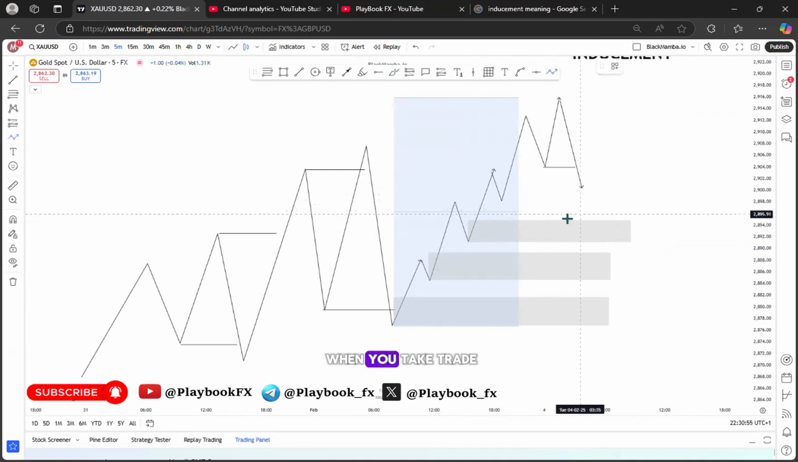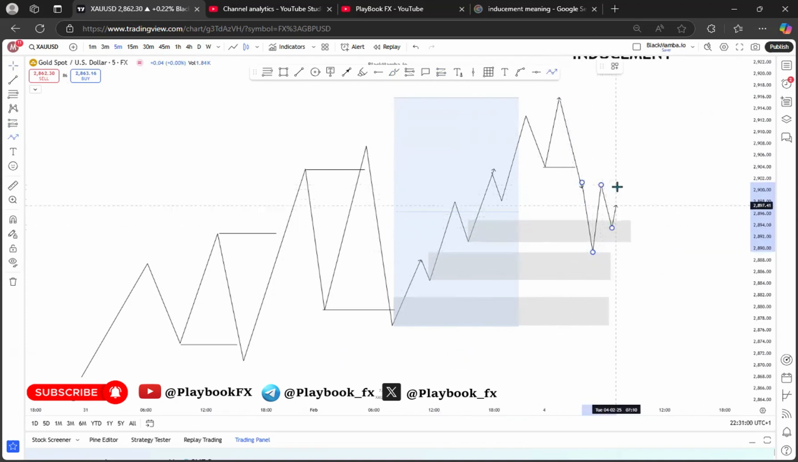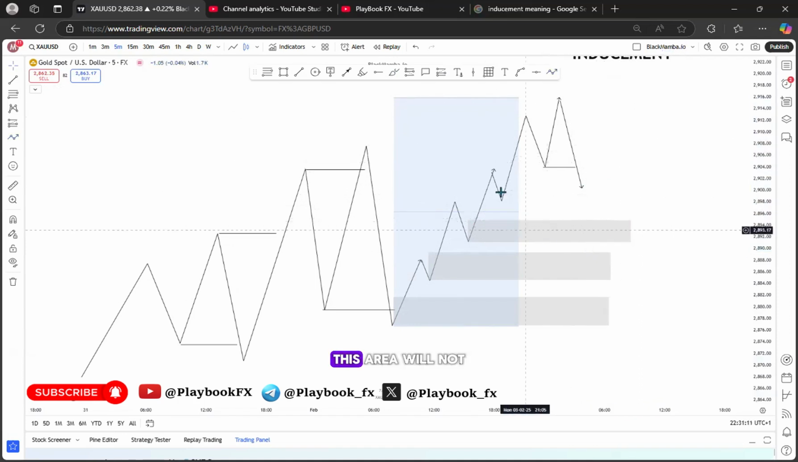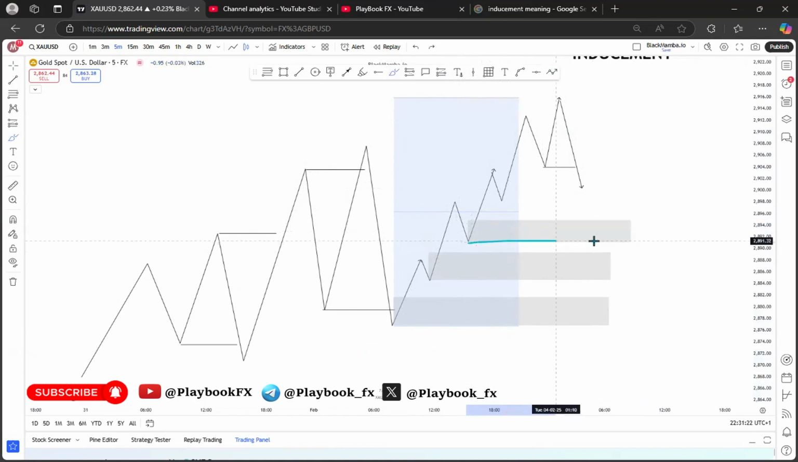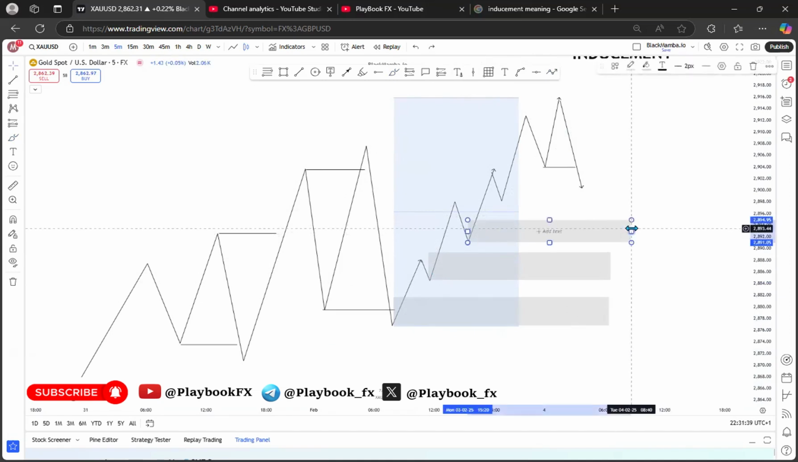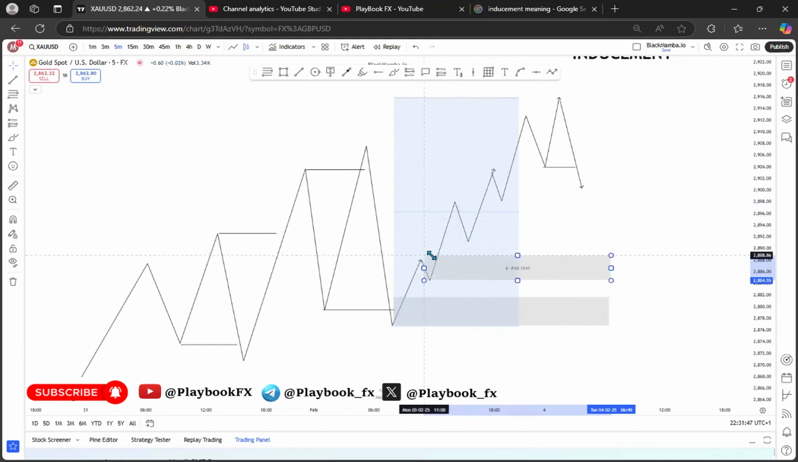Most of the time when you take a trade from here, price will just run your stop loss, then still continue pushing to the upside. This area will not be a good idea to be looking for a buy setup from, because this will be an inducement into this level here. Now, this level will be cancelled from our POI selection. This will now be our next zone that we'll be expecting to see the action from.